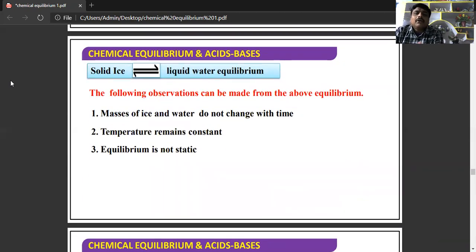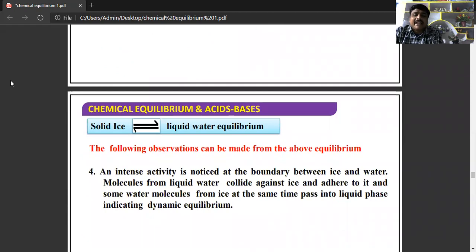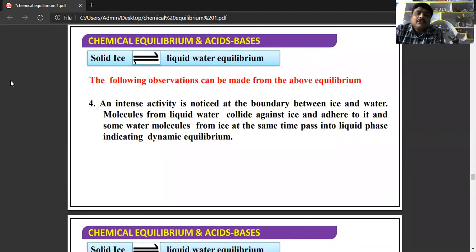So, if we consider a particular example, solid ice, the ice which is in solid state is converted into water which is in liquid state. The following observations can be made. Masses of ice and water do not change with time. The temperature always remains constant, and equilibrium is not static. So an intense activity is noticed at the boundary between ice and water.